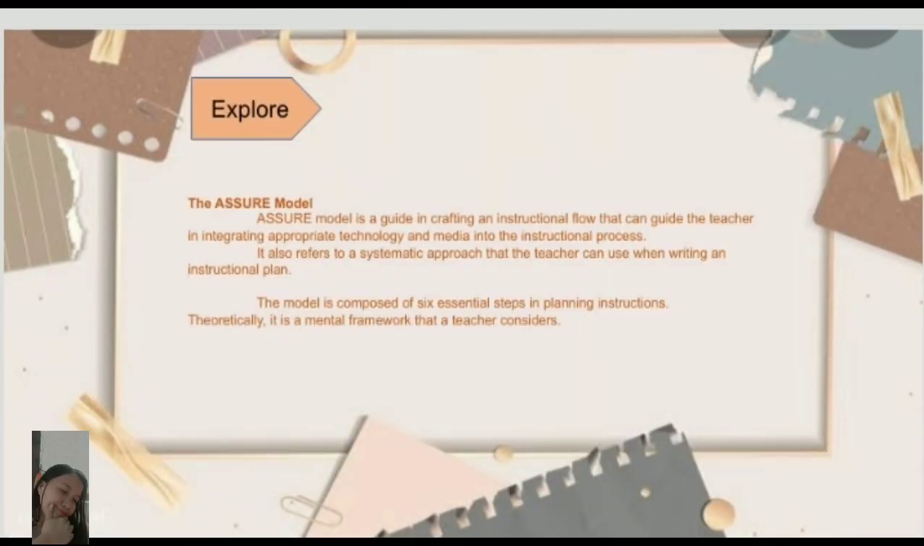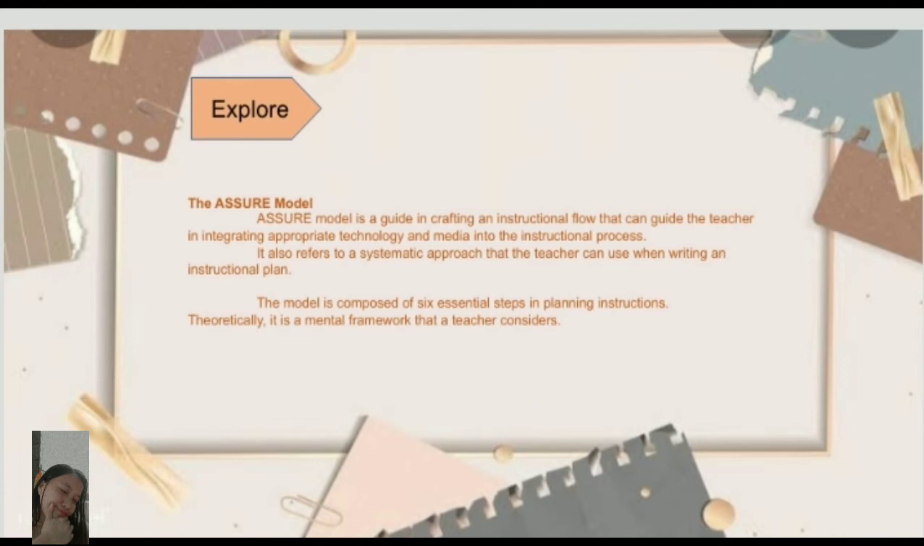So, explore. The Assure model is a guide in crafting an instructional flow that can guide the teacher in integrating appropriate technology and media into the instructional process. It also refers to a systematic approach that the teacher can use when writing an instructional plan. The model is composed of 6 essential steps in planning instructions. Theoretically, it is a mental framework that the teachers consider.